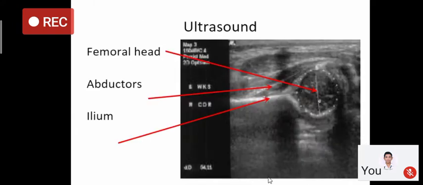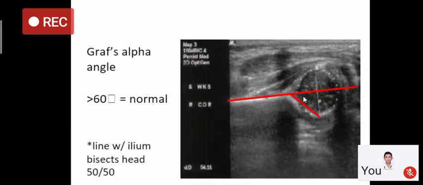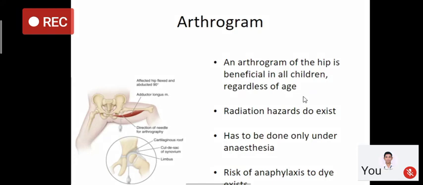This is the ultrasonographic image. These are the different muscles. This is the ilium. This is the abductor. This is the femoral head. These are different angles which you don't need to name. Then comes the arthrogram. Arthrogram of the hip is beneficial in all children, all ages.